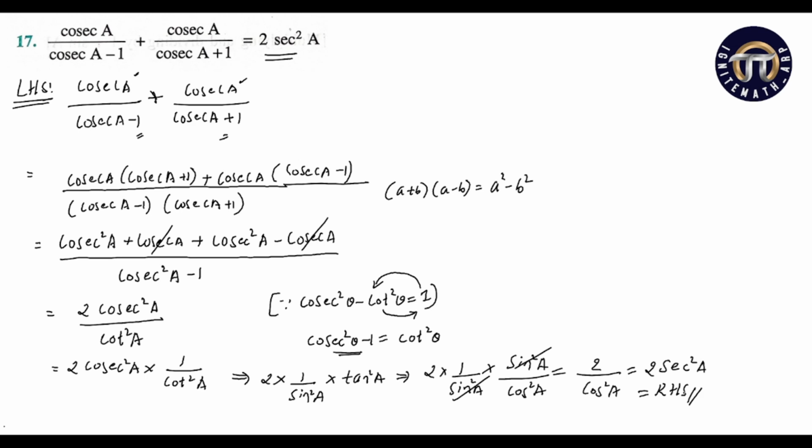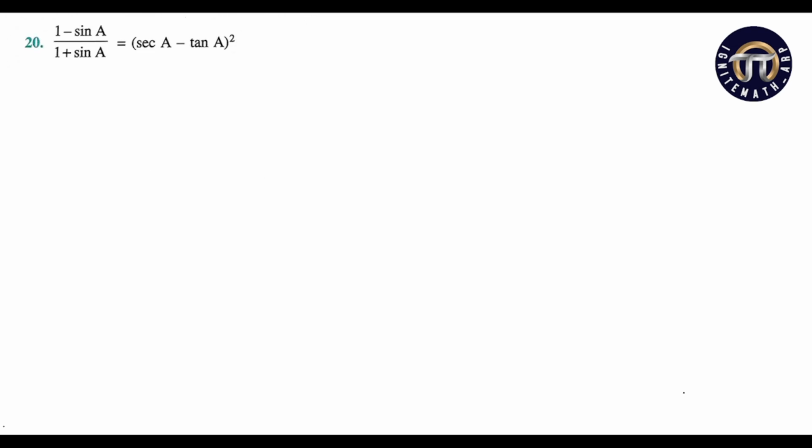This is clear enough. So now let me take the next question, that is question number 20. In question number 20, let us take this for a change, I will take the RHS. All right, LHS also you can take it, children, no issues. You can take RHS as well. Right, so now RHS is secant A minus tan A the whole square.